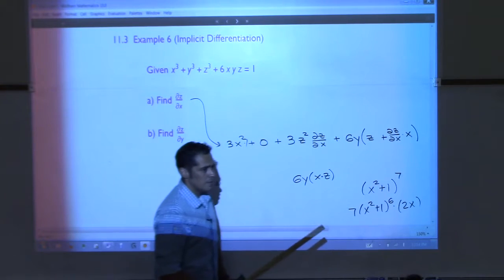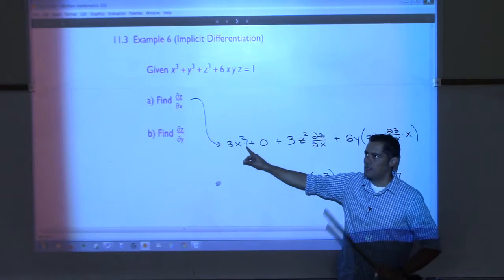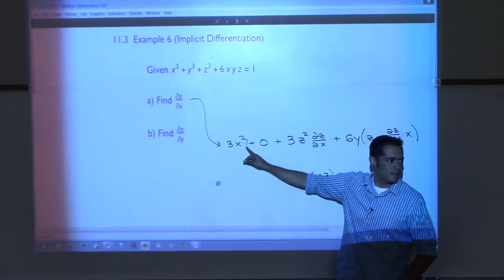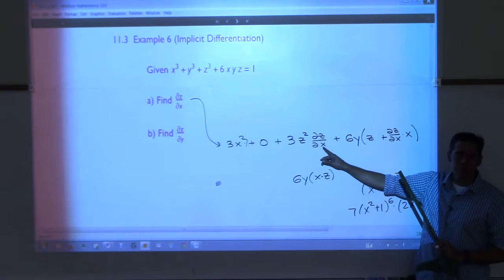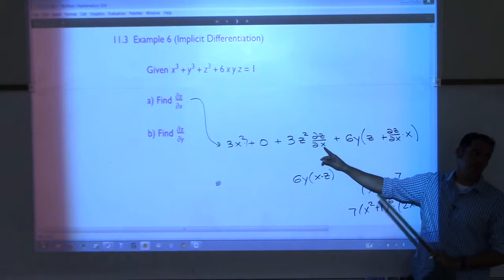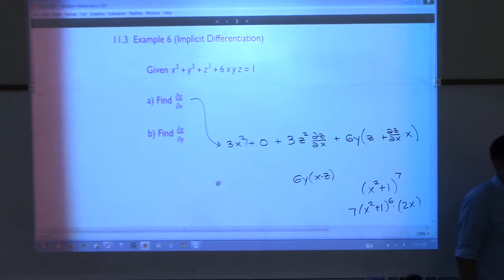That make a little more sense? The reason you don't write it here is because it turns out to be dx dx, which is 1. The reason we have to write it here is because it's the derivative of z with respect to x, which is not 1. So if it was the derivative of z with respect to z, then it would be 1.